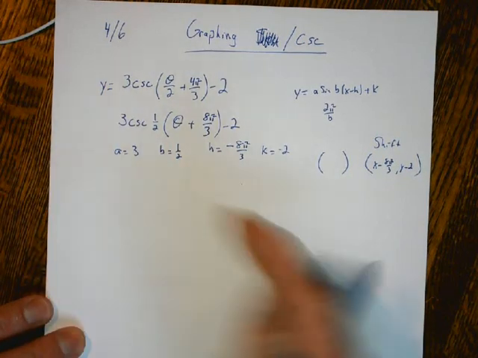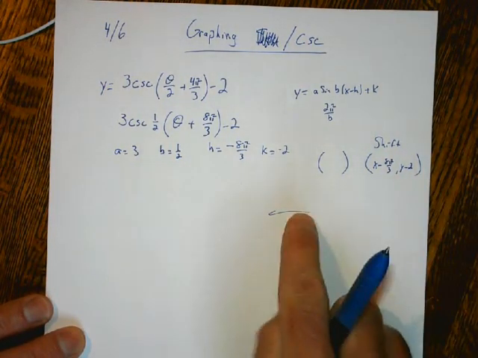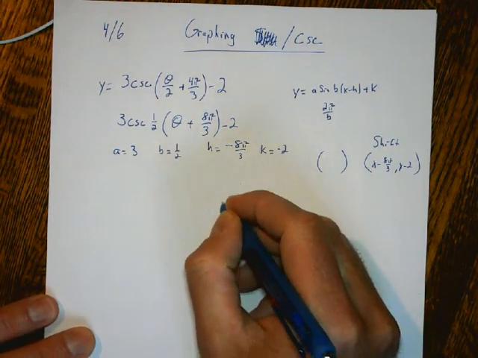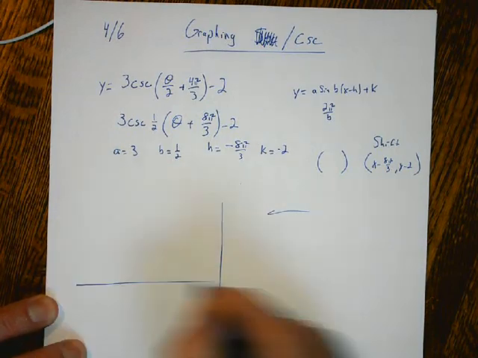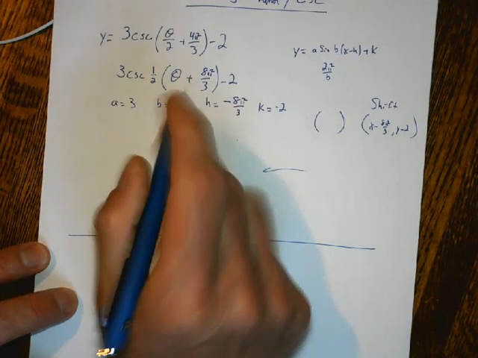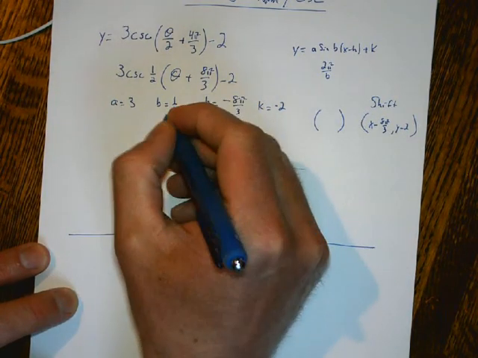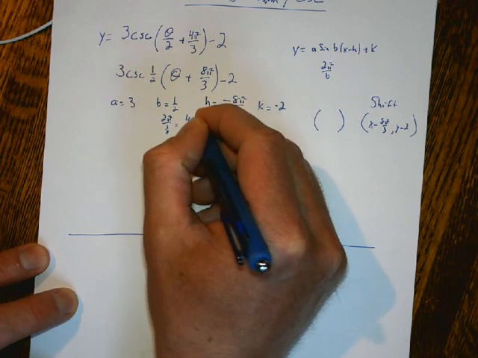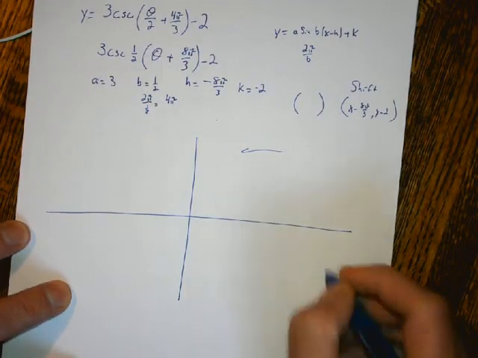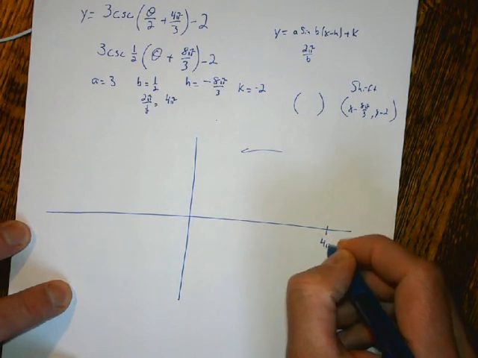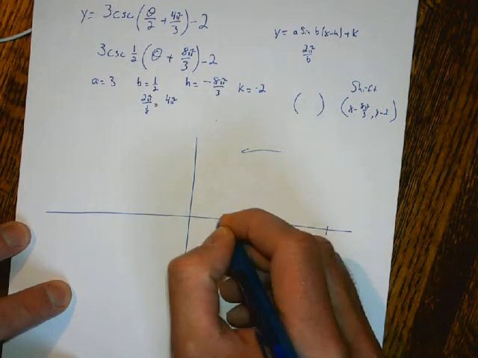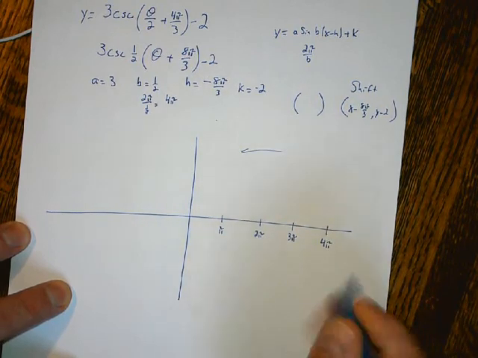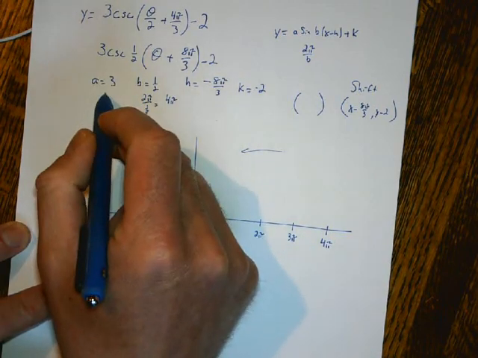So we know we're going to be moving this way. We know we have to go to the left, so I'm just going to over-exaggerate my graph a little bit more on the left side. Our b value is 1/2, which means our period is 2 pi over 1/2, which is 4 pi. Well, that makes it really, really easy to mark them off. There's pi, 2 pi, 3 pi, and 4 pi. From here, we know we have an a value of 3, and it's positive.